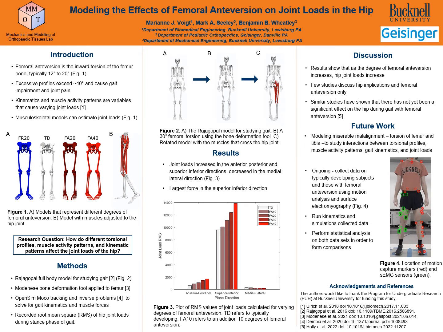To begin the modeling process, the Rajagopal full body model was used as a baseline. The Madanese bone deformation tool was then applied through MATLAB and OpenSim to alter the geometry of the baseline model and create new models with femoral anteversion varying from 10 to 40 degrees. Finally, the 25 muscles that cross the hip joint were added to the model.